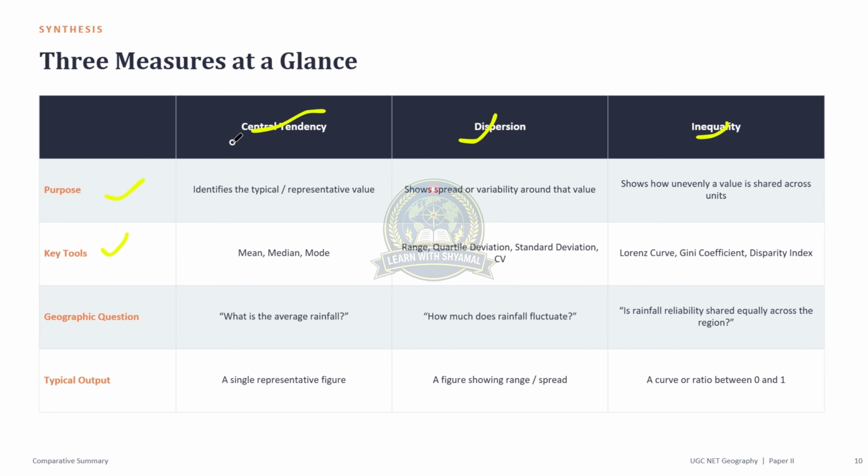Key tools: central tendency, mean, median, and mode. Dispersion, range, quartile deviation, standard deviation, and CV. Inequality, Lorenz curve, Gini coefficient, and disparity index.